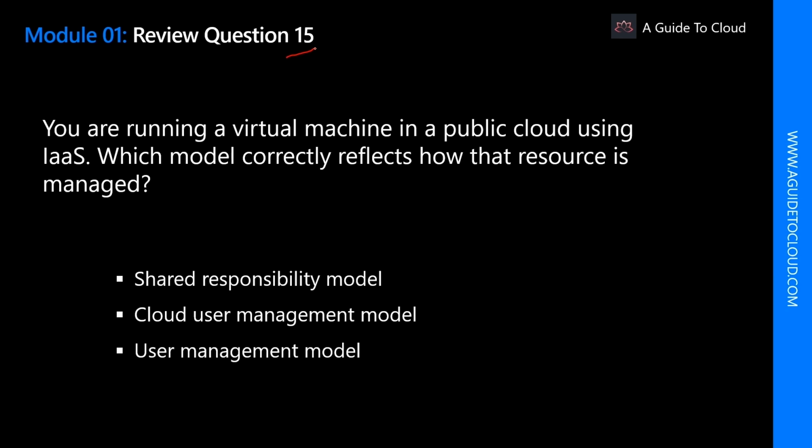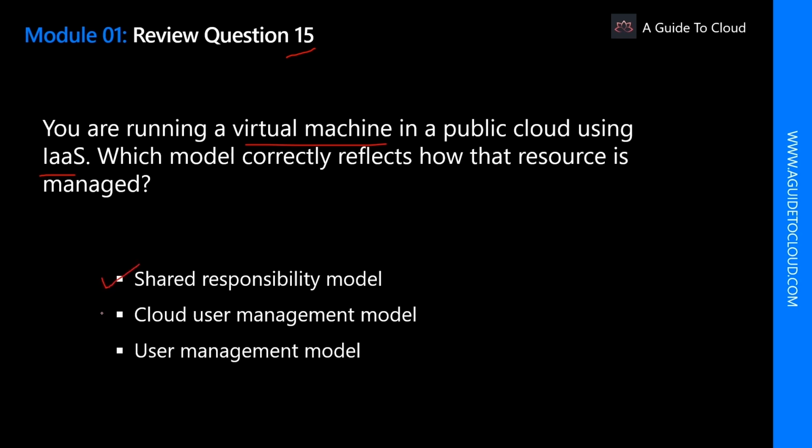You are running a virtual machine in a public cloud using IaaS. Which model correctly reflects how the resources is being managed? So the key word over here is you're running a VM in public cloud. So running a VM in public cloud is IaaS model, and which model correctly reflects how the resources is being managed. And we learned in module 1 about the shared responsibility model. If you run an IaaS instance in a VM, there is a lot of shared responsibility which you share with the cloud service provider. So the first answer is right.